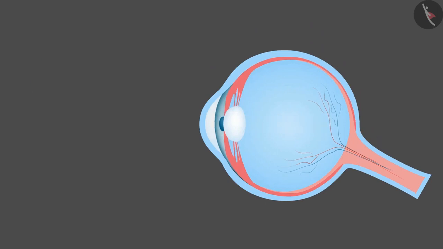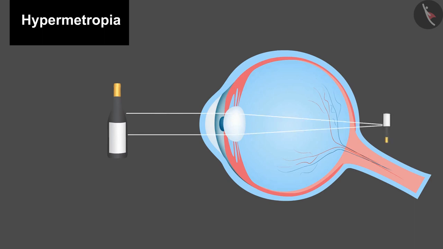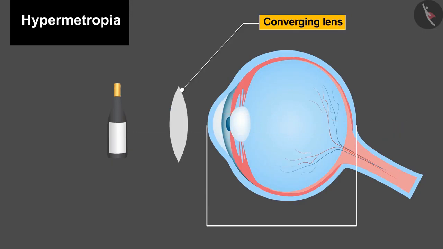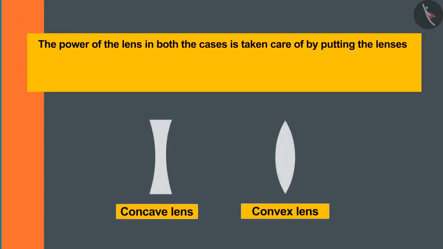The second defect is also known as farsightedness or hypermetropia. A person with hypermetropia can see distant objects clearly but finds it difficult to see the nearby objects distinctly. In this case, the image is formed behind the retina. As the focal length of the lens increases or the eyeball shrinks, the image is formed behind the retina. So a converging or convex lens is used to converge the light to the exact point, making the image form on the retina. The power of the lens in both cases is taken care of by putting lenses of the exact power in the spectacles.